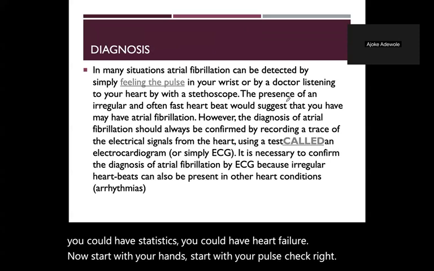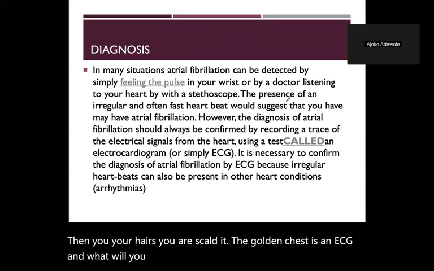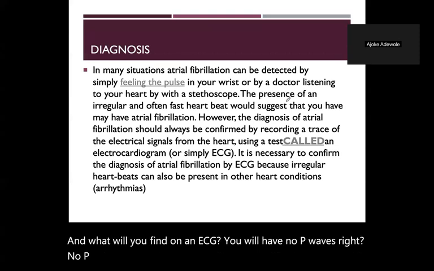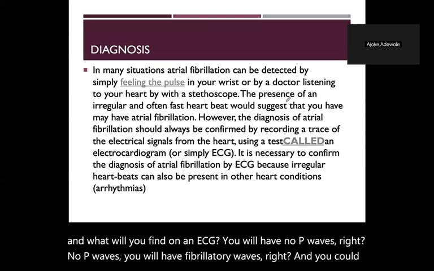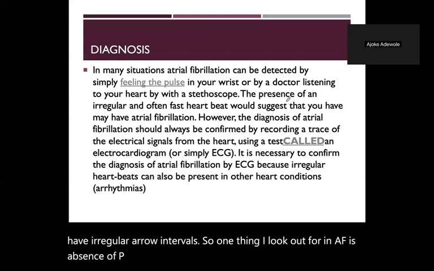Now, start with your hands, start with your pulse check, right? Then you auscultate. The golden test is an ECG, and what will you find on an ECG? You will have no P waves, right? No P waves. You will have fibrillatory waves, and you could have irregular RR intervals. So one thing I look out for in AF is absence of P waves, chaotic waves. Then you're looking at atrial fibrillation.